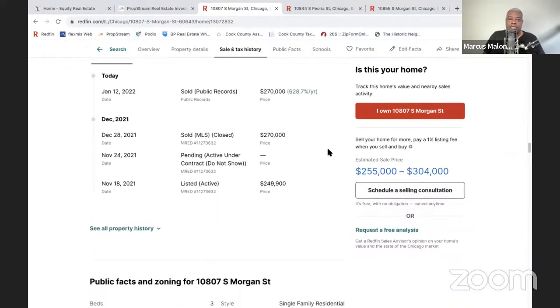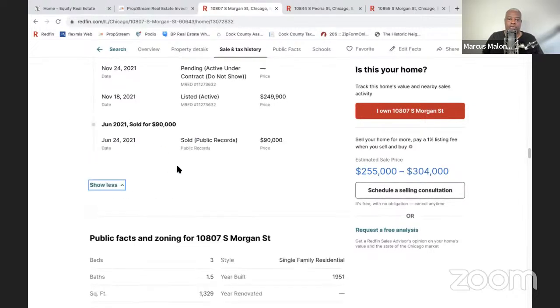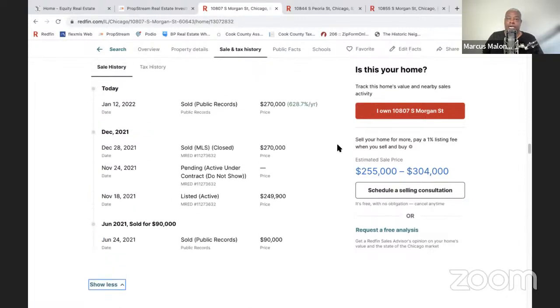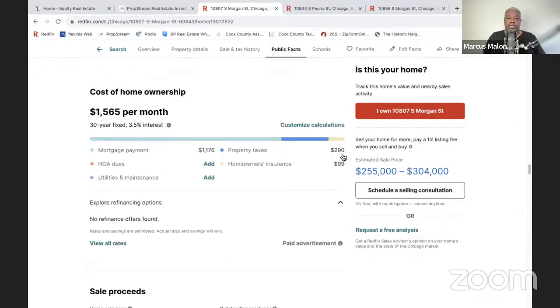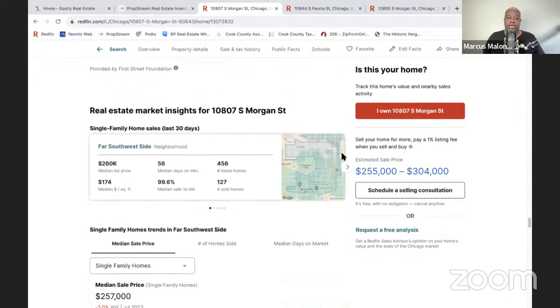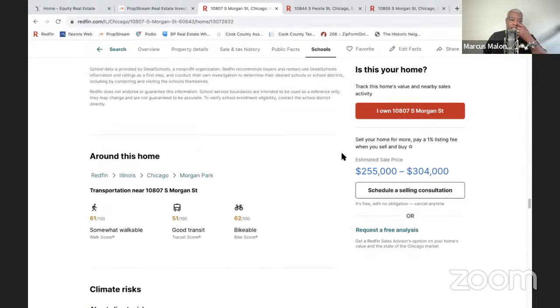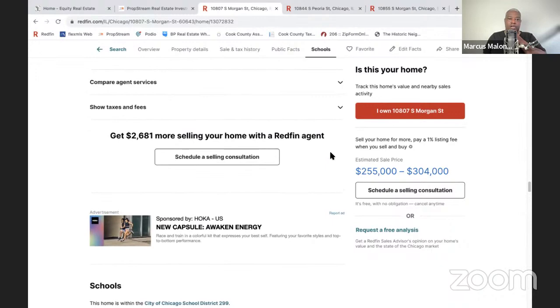So you can see the price history here of sold properties, everything like that. So we can look at the history here. This is exactly what we picked this property up for, $90,000. We put about 90 grand into it actually, and we sold it for 270. So coming down, this is what I wanted to show you. It'll tell you information about the neighborhood, what's going on in the neighborhood, the schools and areas around there.